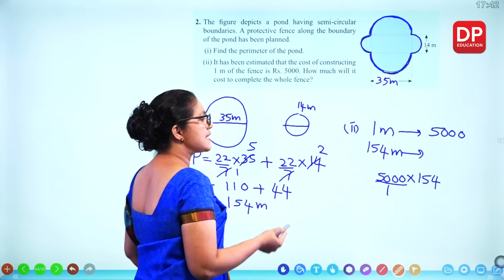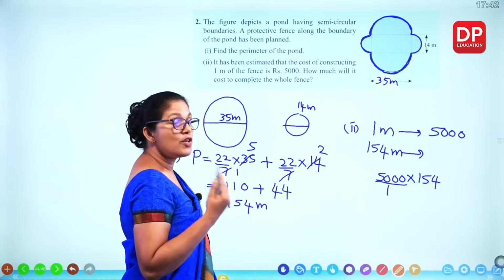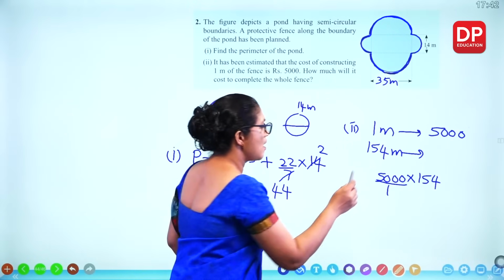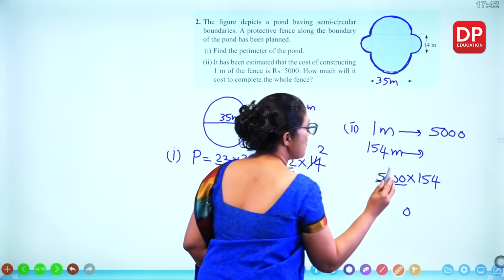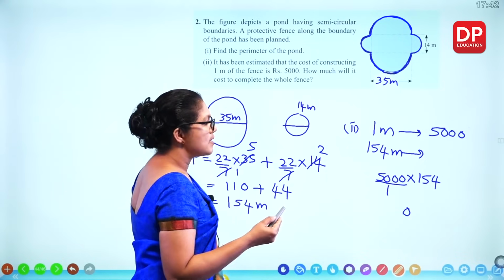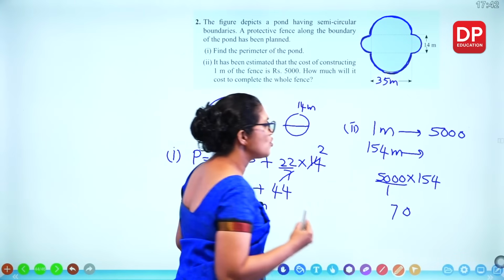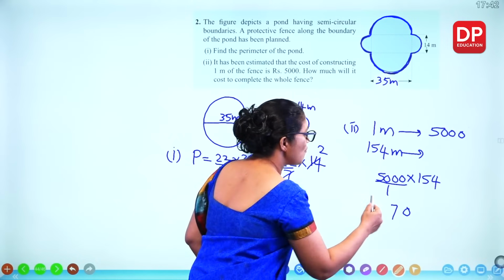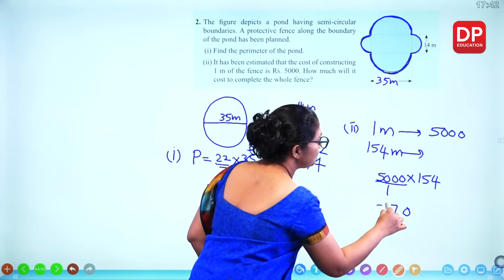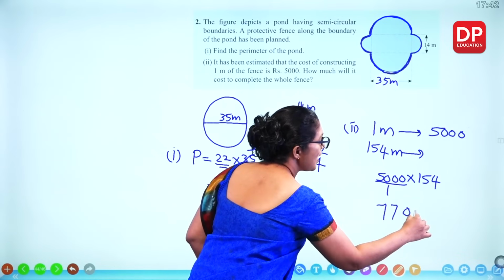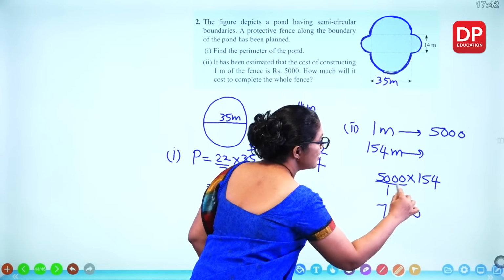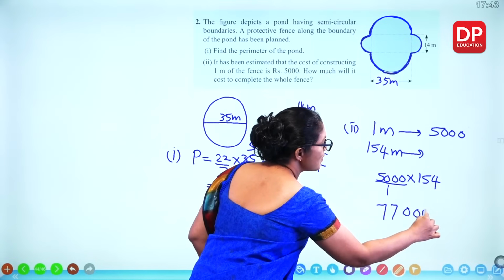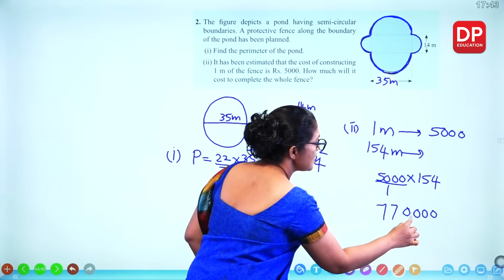So you take 5,000 divided by 1 into 154. So that means basically multiply by 5 and you can put 3 zeros. 5 times 4, 20, 2 remaining, 5 times 5, 25 plus 2, 27, 2 remaining, 5 times 1 is 5, 5 plus 2, 7. And then you can put another 3 zeros. So what's the answer?